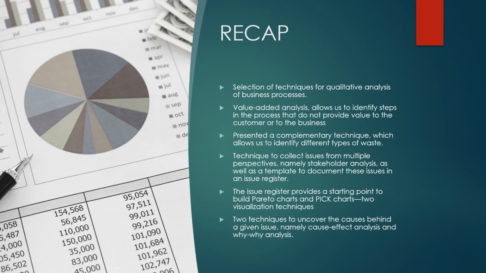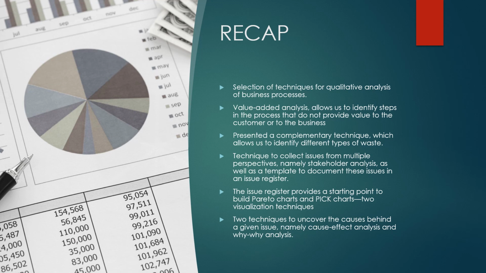So, recap. Overall, what we have gone through in this presentation is a selection of techniques for qualitative analysis of business processes: value-added analysis, which allows us to identify steps in the process that do not provide any value to the customer or the business, and a complementary technique which allows us to identify different types of waste. A technique to collect issues from multiple perspectives, namely stakeholder analysis, as well as the template to document these issues in an issue register. And different types of issue registers have been discussed.